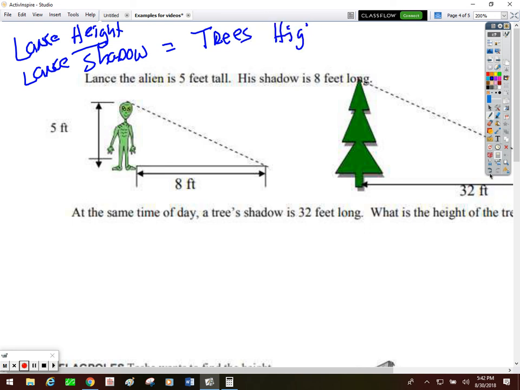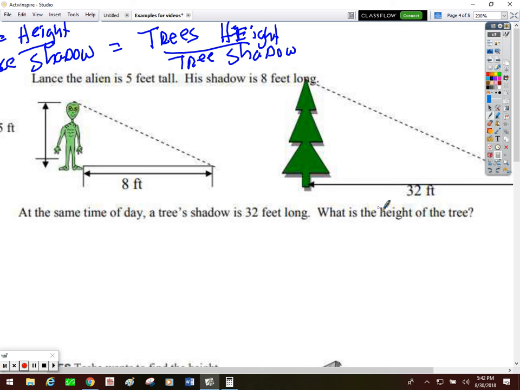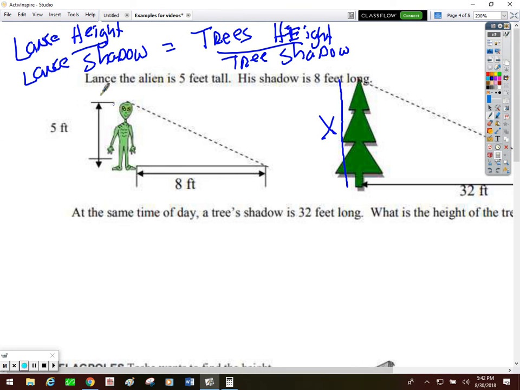Oops, excuse me, let me fix that. Height over the tree shadow. Well, according to the question, what I don't know, and this is where it tells me my unknown, is the height of the tree. I don't know the distance from the top of the tree to the ground. So we can do our right triangle, we can set this up. So here we go. Lance's height over his shadow is equal to the tree's height over its shadow.